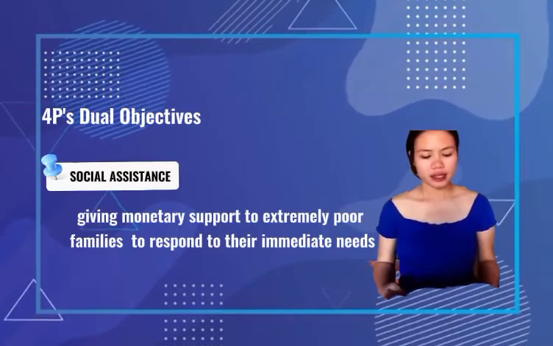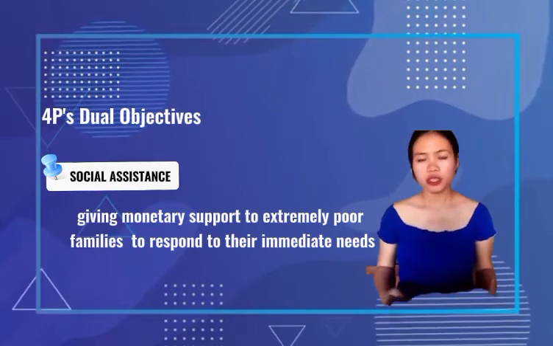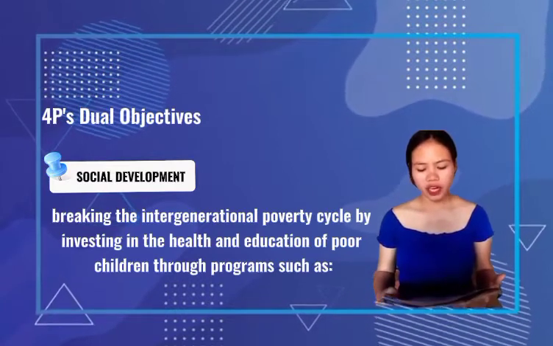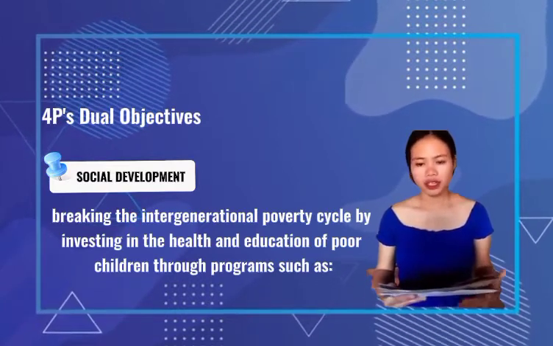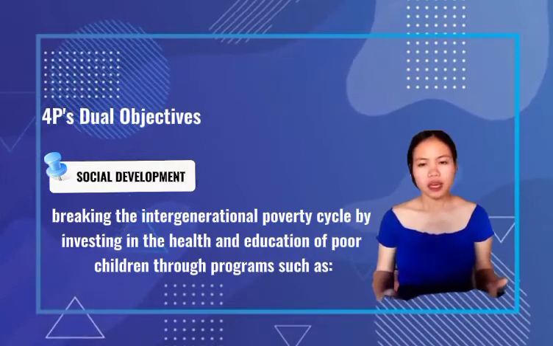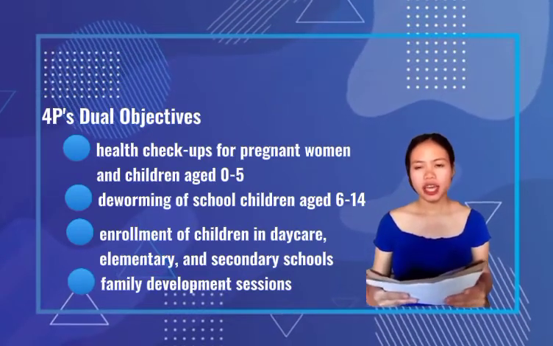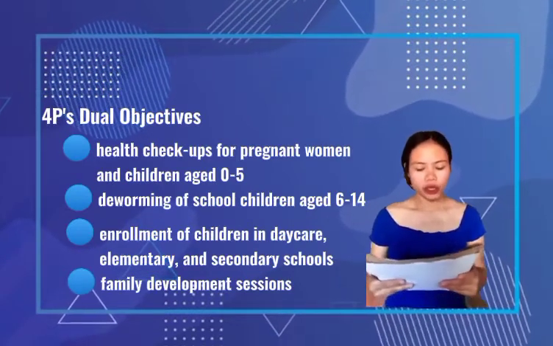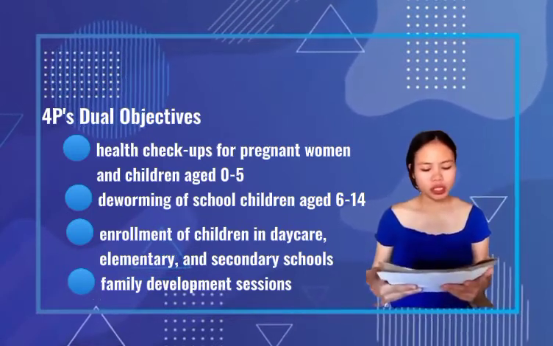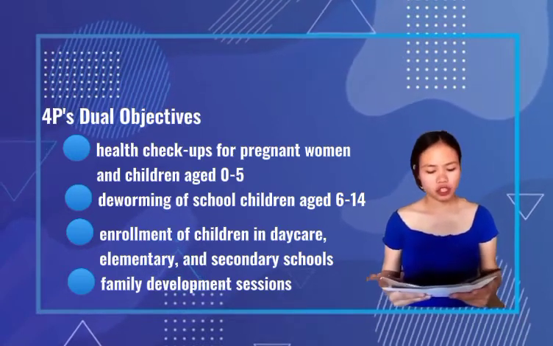Social assistance, giving monetary support to extremely poor families to respond to their immediate needs, and social development, breaking the intergenerational poverty cycle by investing in the health and education of poor children through programs such as health check-ups for pregnant women and children aged 0 to 5, deworming of school children aged 6 to 14, enrollment of children in daycare, elementary and secondary schools, and family development sessions.